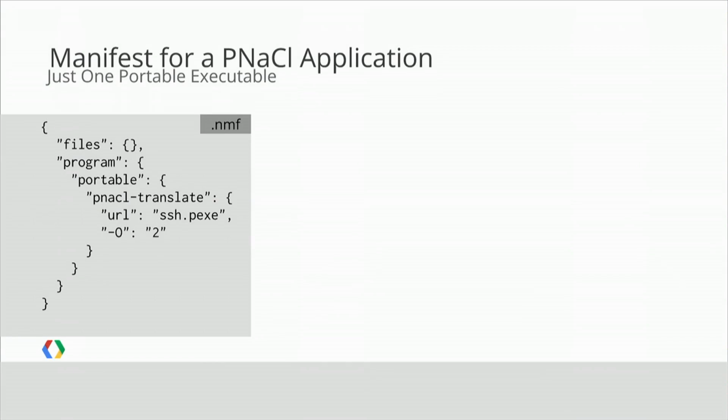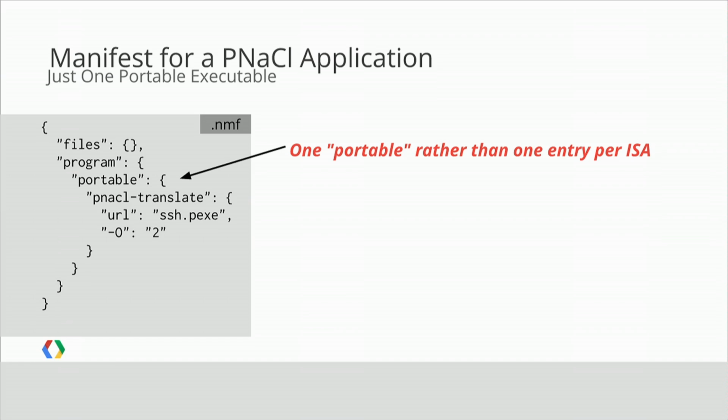What's the user going to see? Well, back to the manifest again. Previously, you remember, we had one line for each of the ISAs that were supported by the application. Instead of that, we just have one. And the one says it's portable.